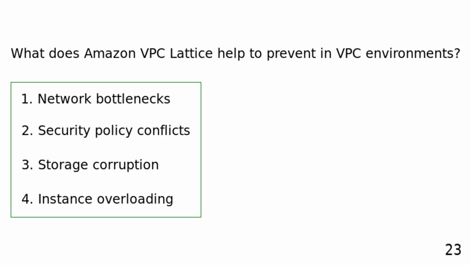What does Amazon VPC Lattice help to prevent in VPC environments? Network bottlenecks. Security policy conflicts. Storage corruption. Instance overloading.